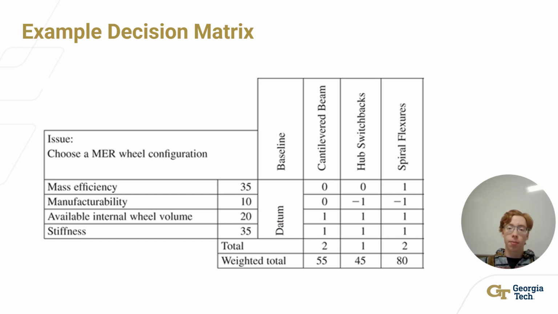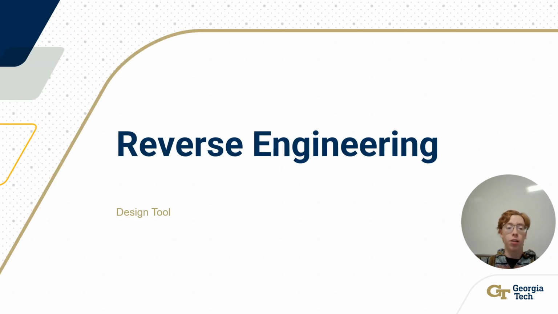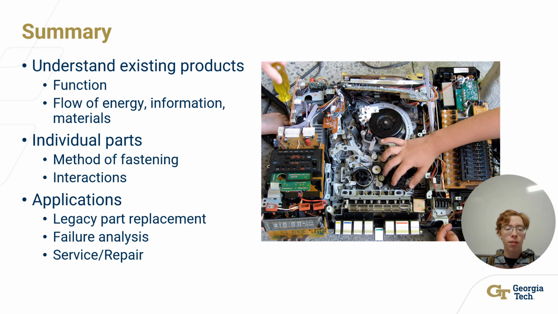The next topic is reverse engineering, which is a design tool used to understand existing products. The goal of reverse engineering is to understand the function and flow of energy, information, and materials of an existing product. After investigating the product as assembled, it is decomposed into individual parts. These parts are analyzed in terms of how they connect and function within the assembly.